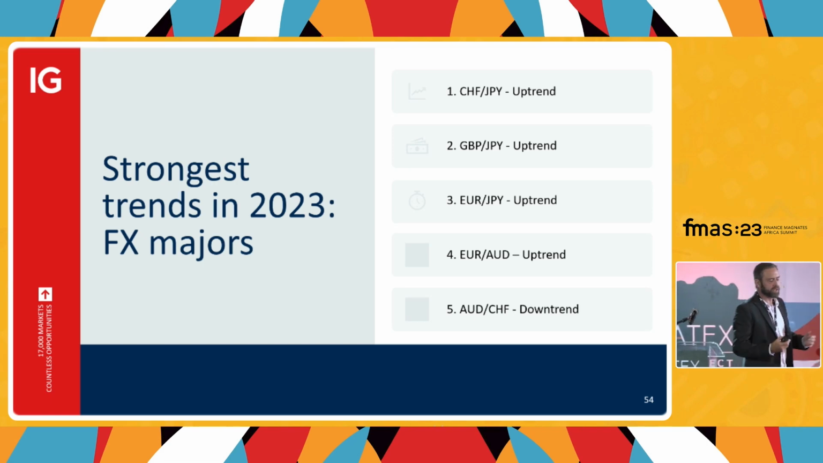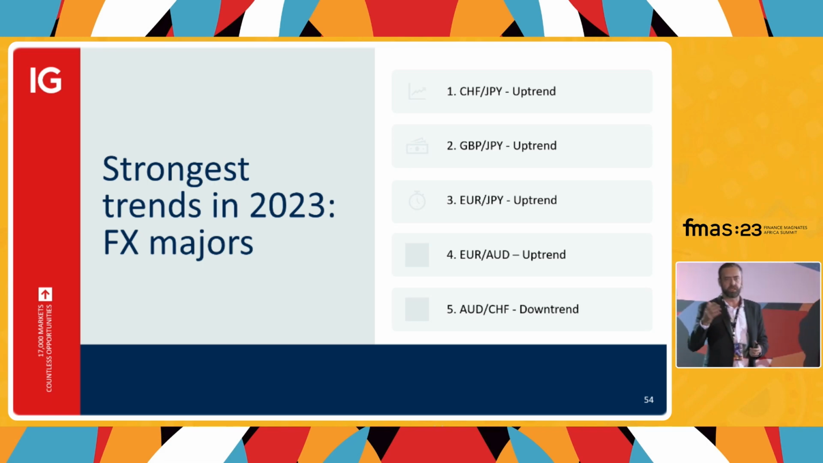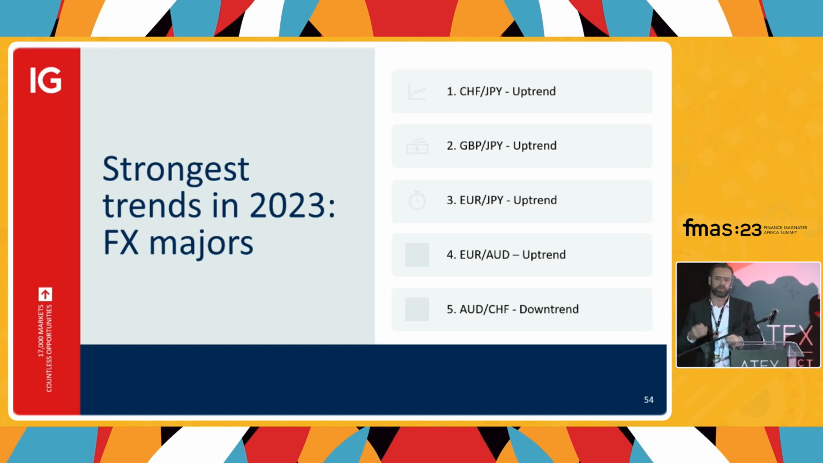If you're a currency trader, the yen is the currency that's out of favor and the Swiss franc is the strongest. If you are trading with trends, the strongest trend right now is the uptrend of the Swiss franc against the Japanese yen.